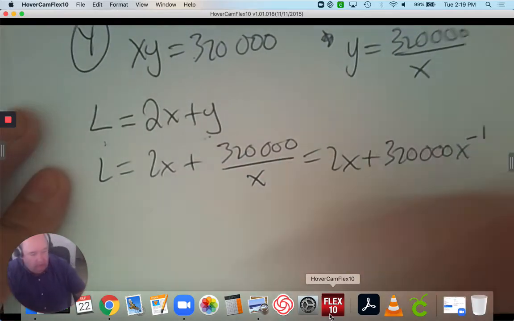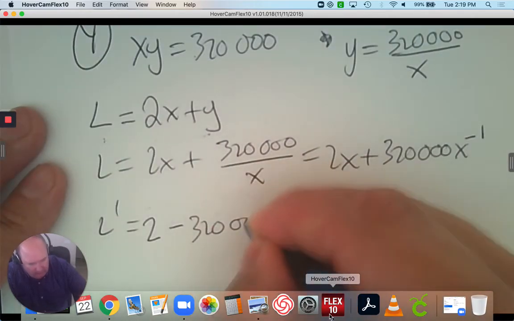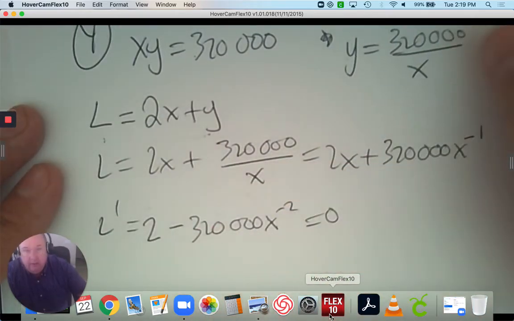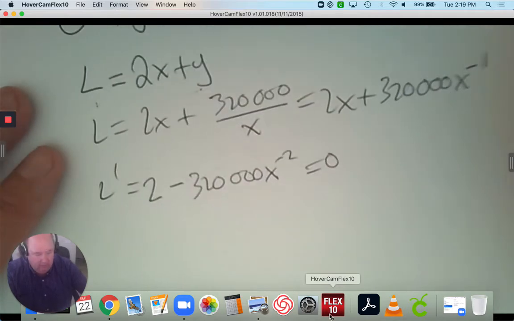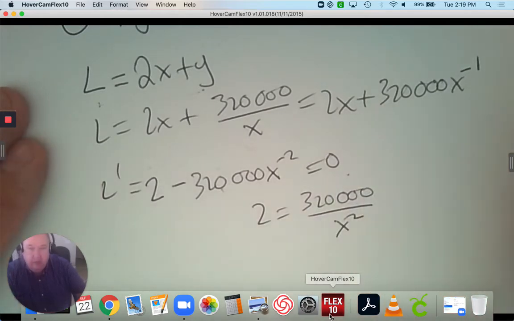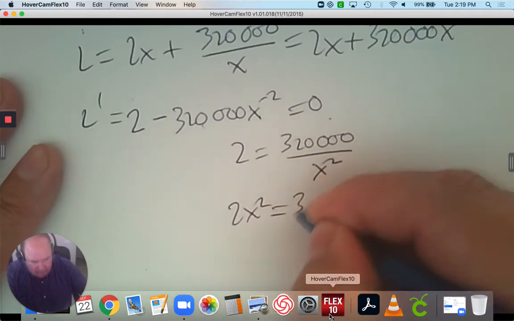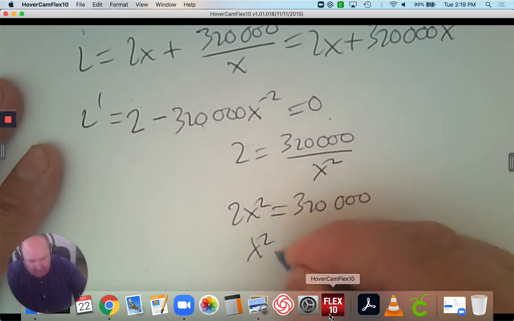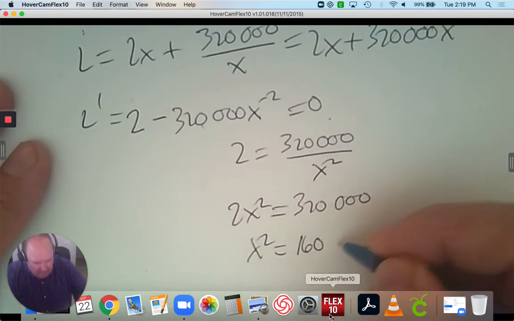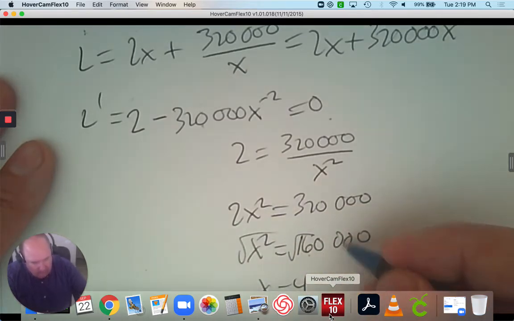All right, now we can do the derivative. That's 2 minus 320,000 x to the negative 2. Make it equal to 0. So I'm going to add this to the other side. And then x to the negative 2 means x squared in the denominator. Multiply both sides by x squared. And divide. So half of 320 is 160. And then the square root, well, the square root of 16 is 4. And then you take half the number of zeros. So it's 400 times 400.